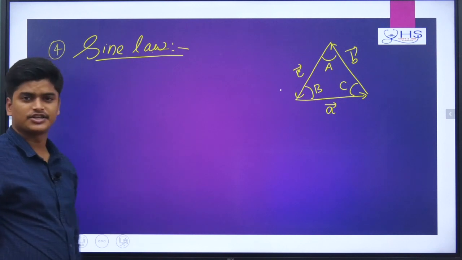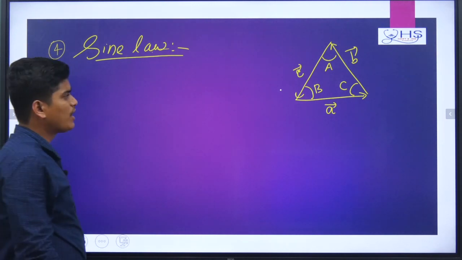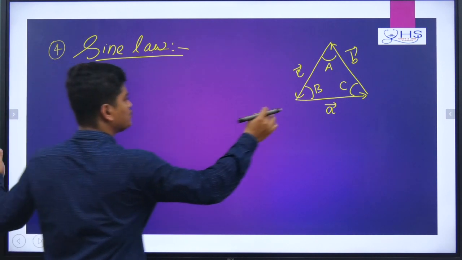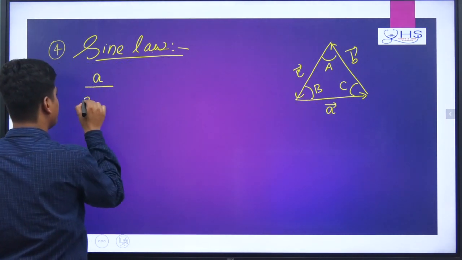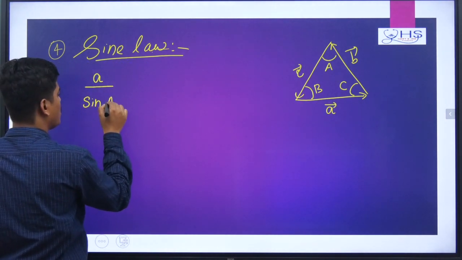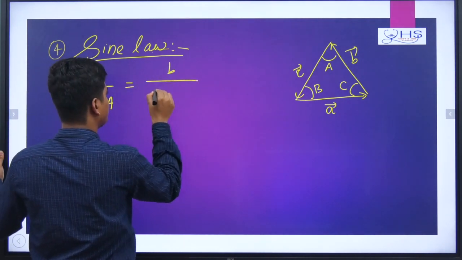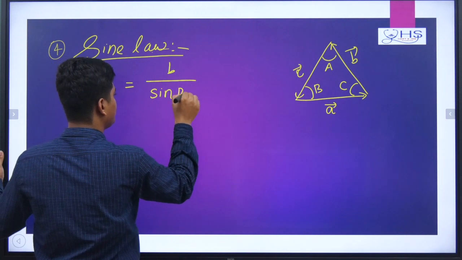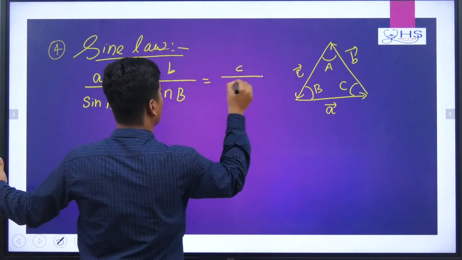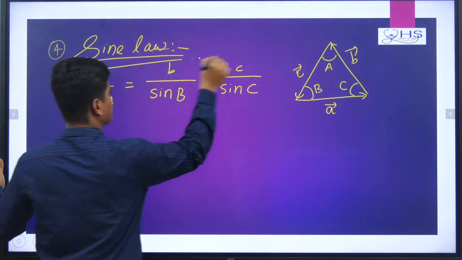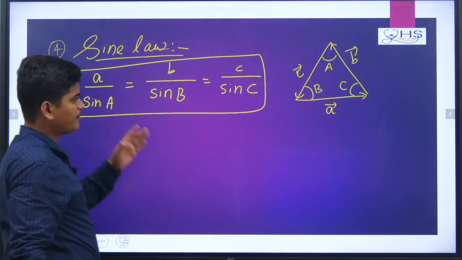Okay, now if this system is there, what can I write here? Now I can write small a, which is the magnitude of this side, divided by sine of angle A. Similarly small b by sine B. Similarly small c by sine C. So this is basically called the sine law. And here how can I find this?